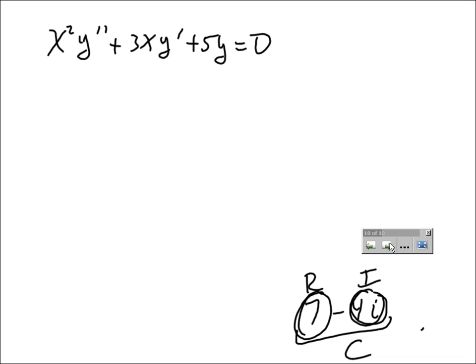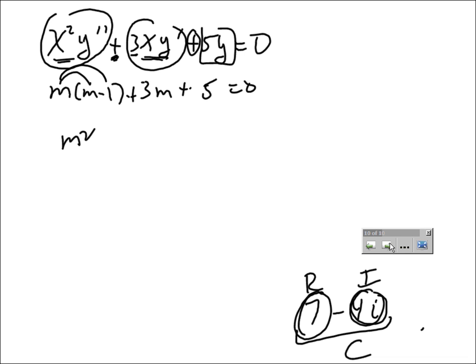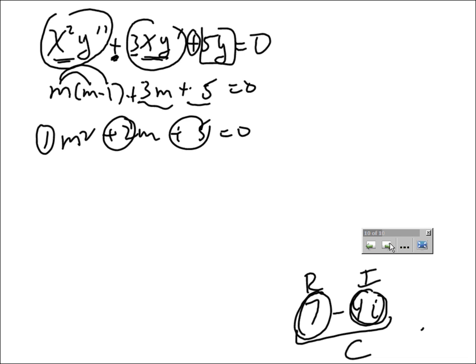This is Cauchy, there's no coefficient in front, so I just write down two numbers, m minus 1, plus, here, because it says plus, there's a number in front, and since it's x to the 1, y single prime, I write down one number, plus, I write down 5, and this is 0. So you have m squared, take away m, but then add 3. That's plus 2. Plus the 5 is 0. That's A, B, and C.